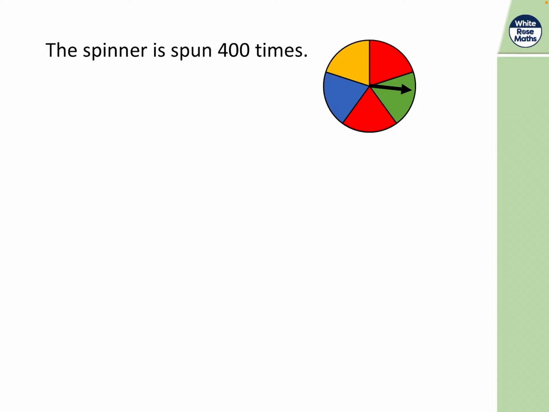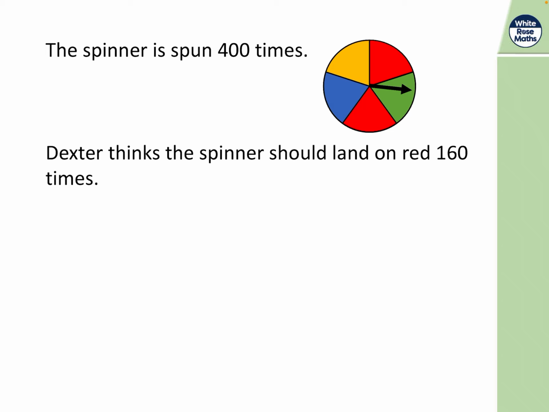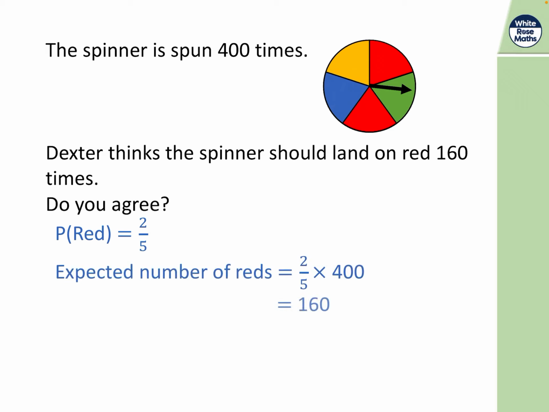Right, now we've got a spinner with different colours on. It's spun 400 times. Dexter thinks that the spinner should land on red 160 times. Do you agree? Well, let's have a look. Let's work it out. So the probability that it's landing on red is 2 out of 5, because there's 2 red sections out of 5 sections altogether. We multiply that by 400, which is 160. So yeah, we agree with Dexter. Dexter has done the correct calculation and he's got the right answer.